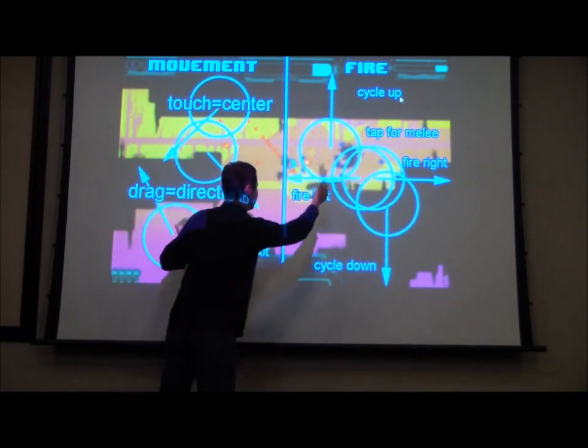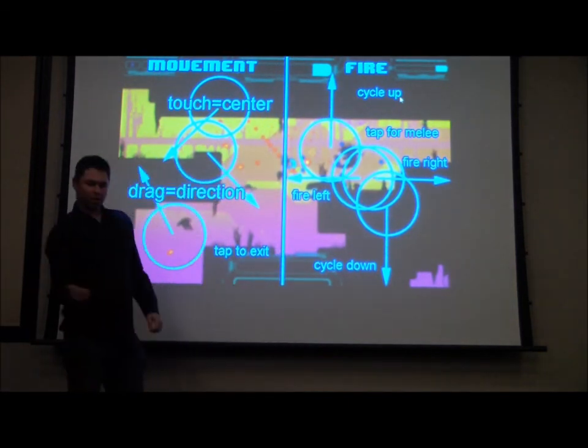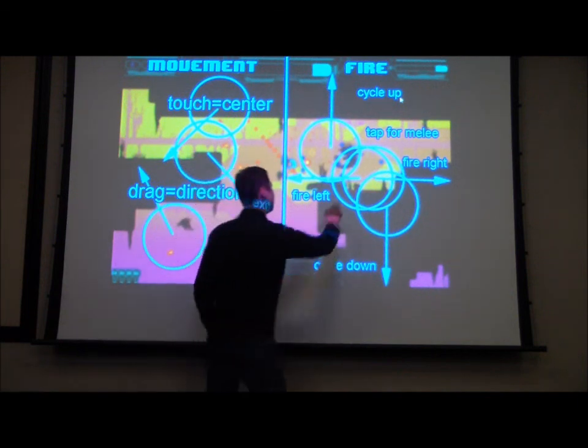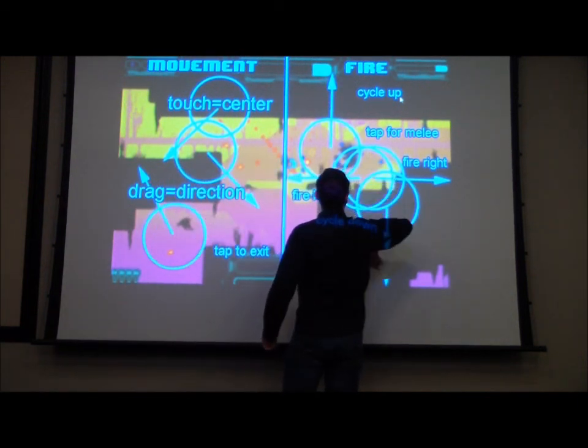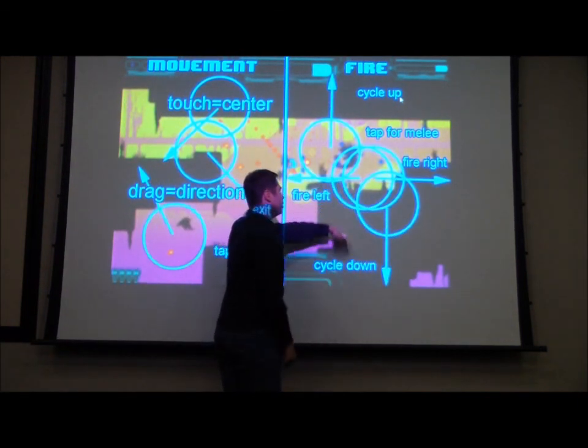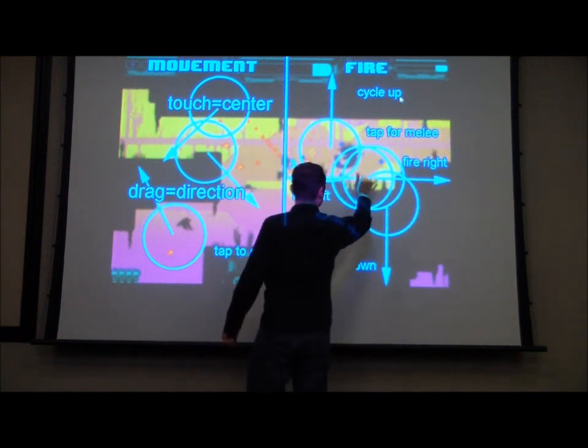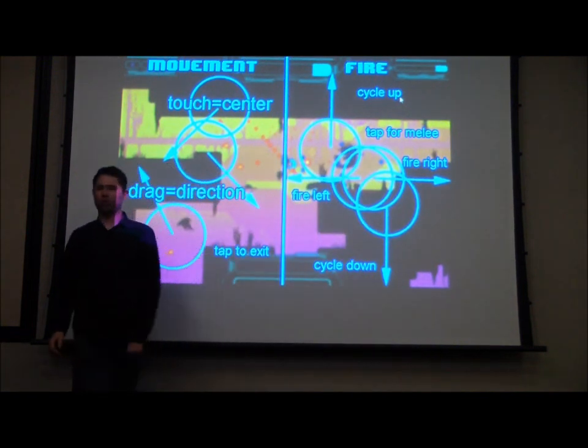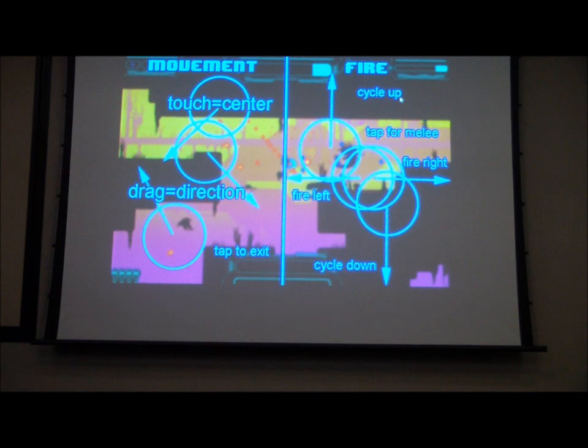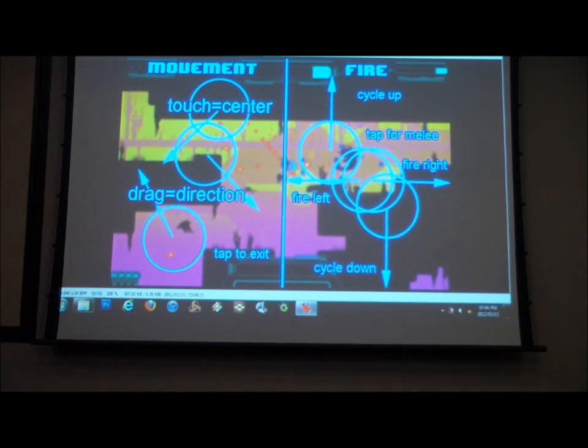I want to use it as with dual sticks, where a direction that you push in sets the direction that you're firing, and flicking up and down will cycle up and down between your weapon systems, and then tapping in the center will release the melee attack. Okay, now I'm going to quickly run a demo for you, and I'll give you a bit of an overview on how the gameplay works.